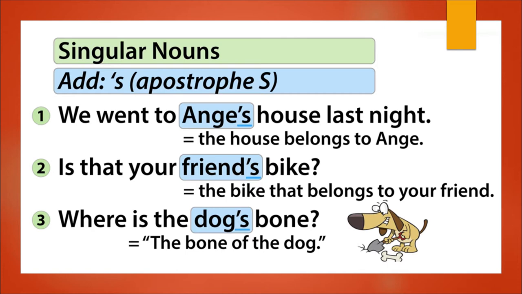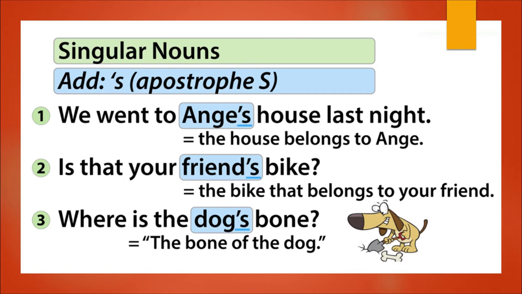And then the second one is, is that your friend's bike? Whose bike is that? It belongs to your friend. The bike that belongs to your friend. Now, the third one, where is the dog's bone? The bone of the dog. In the first one that we have, number 6, we are talking about the singular, okay? These are all singular possessive nouns.